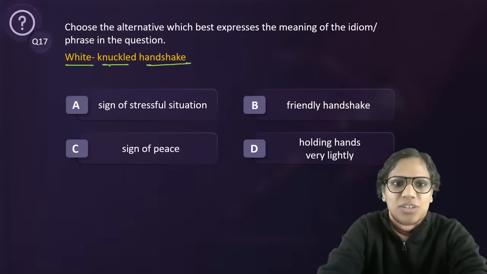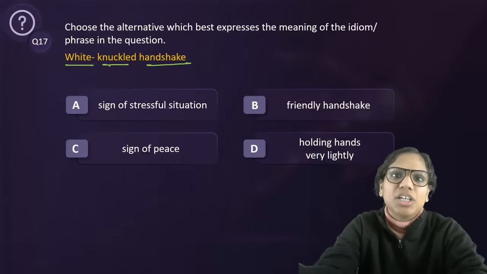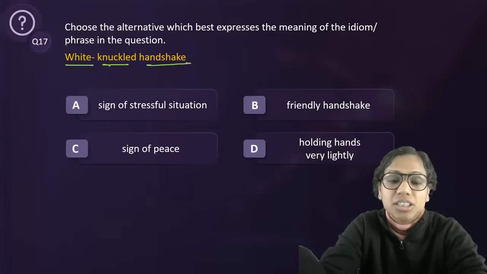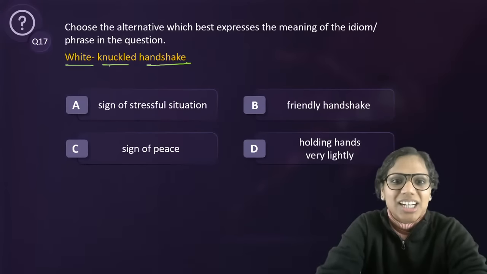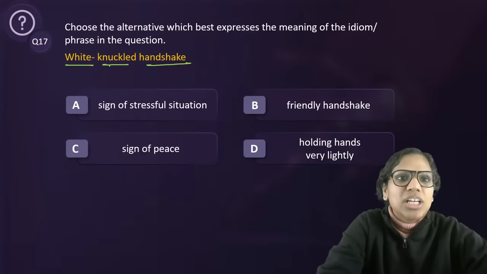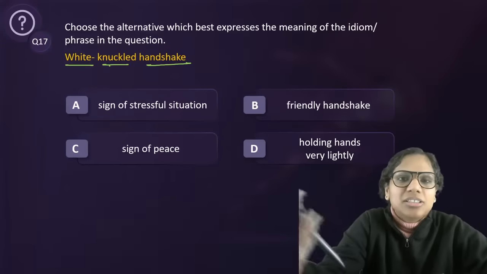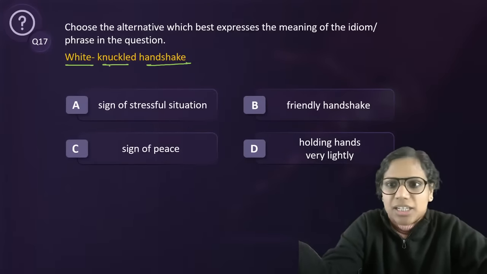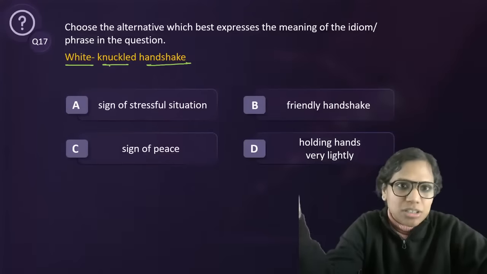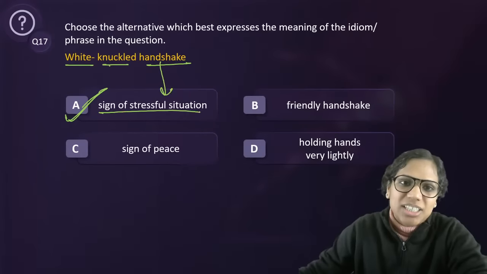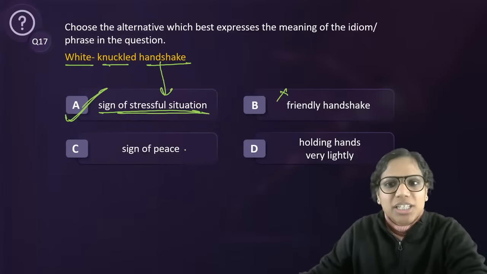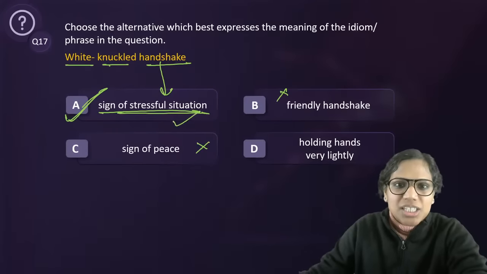When I use the term white knuckled, it means when you are afraid of something or extremely excited about something. And that shows in the knuckles turning white. So let's say the white knuckled visitors to a particular mountain. A sign of a stressful situation, absolutely. That's a white knuckled handshake. Not a friendly one, not a sign of peace. It is A. And the other option is too casual, so that won't be it either.